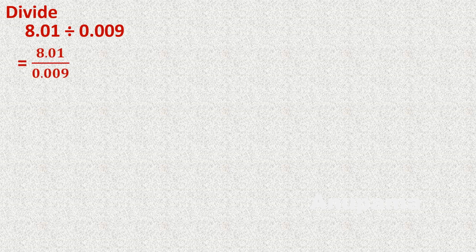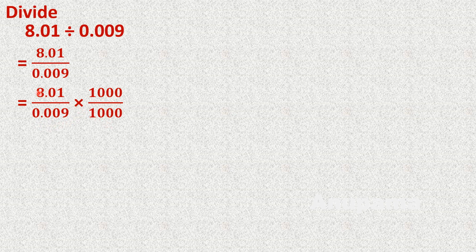Let us do one more question. 8.01 divided by 0.009. Now what will we do? At first we will write it as a fraction, 8.01 by 0.009. Now here are 3 decimal places in this denominator. It means we should multiply by 1000. So simple. So we will multiply by 1000 in numerator and denominator both. It means 8.01 by 0.009 multiplied by 1000 by 1000.